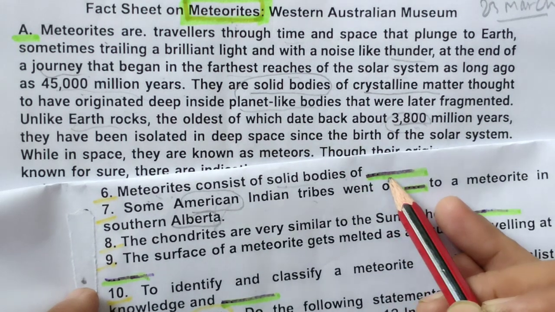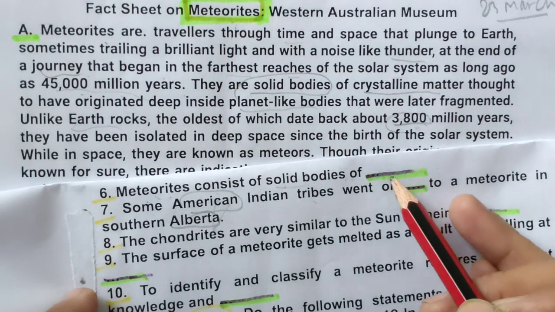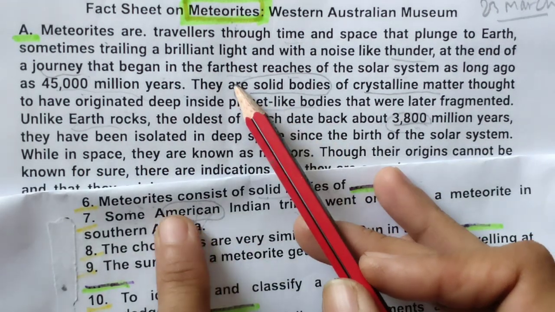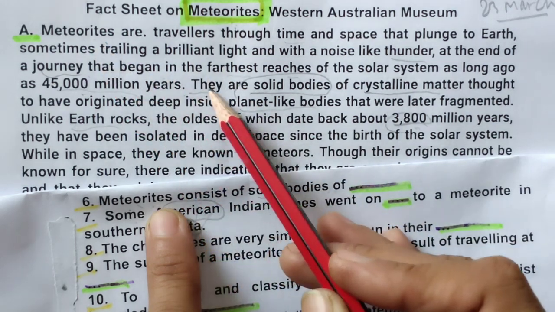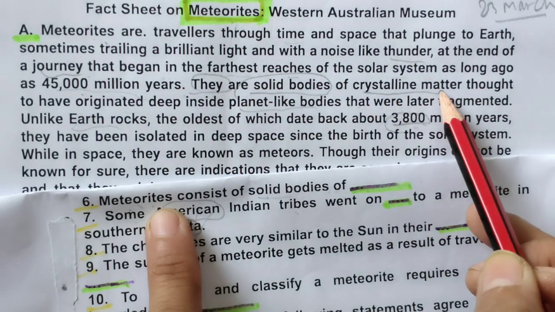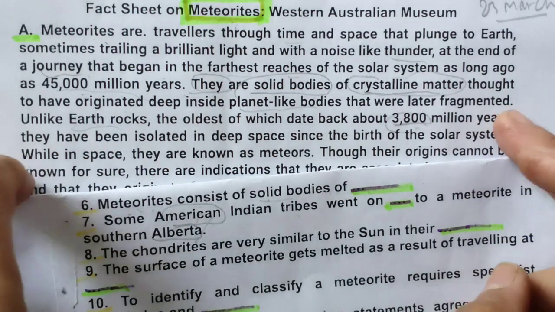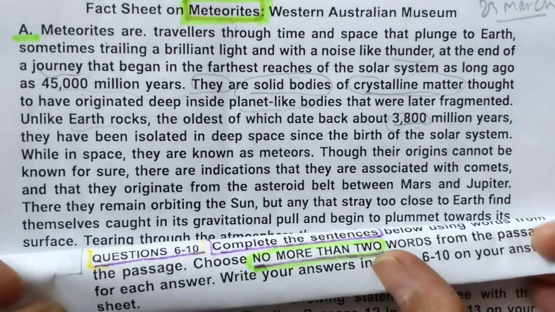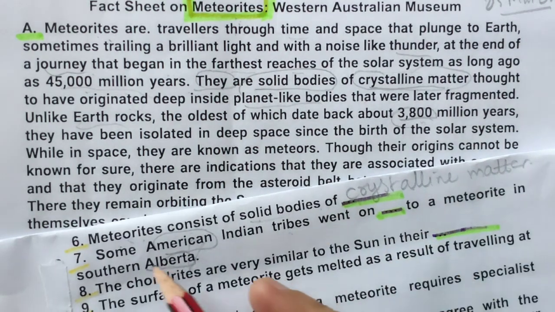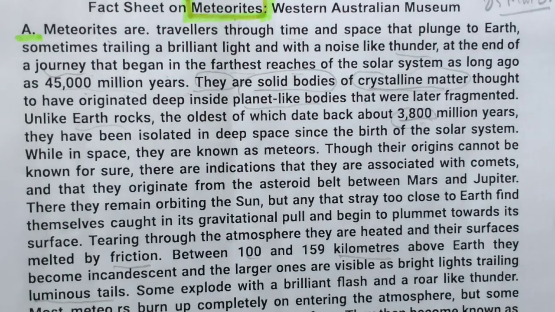After the blank, the word before the blank and after the blank sometimes give us some clue to get the correct answer. They are talking about meteorites, that's why they have used they. They are solid bodies of crystalline matter. So we will just write of crystalline matter, because we are allowed to write two words. Okay, so we will write this word. Now this we have done, seventh, some American Indian tribes. We know they were talking here in B paragraph.